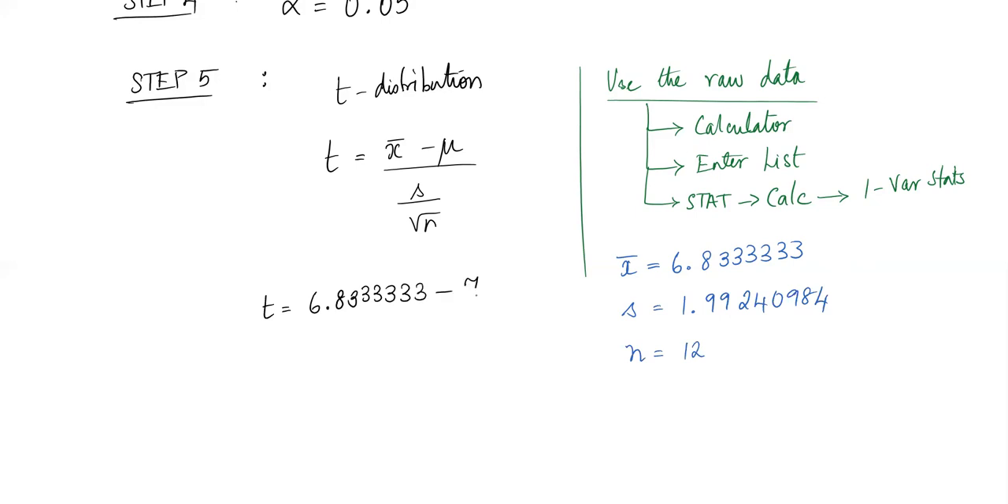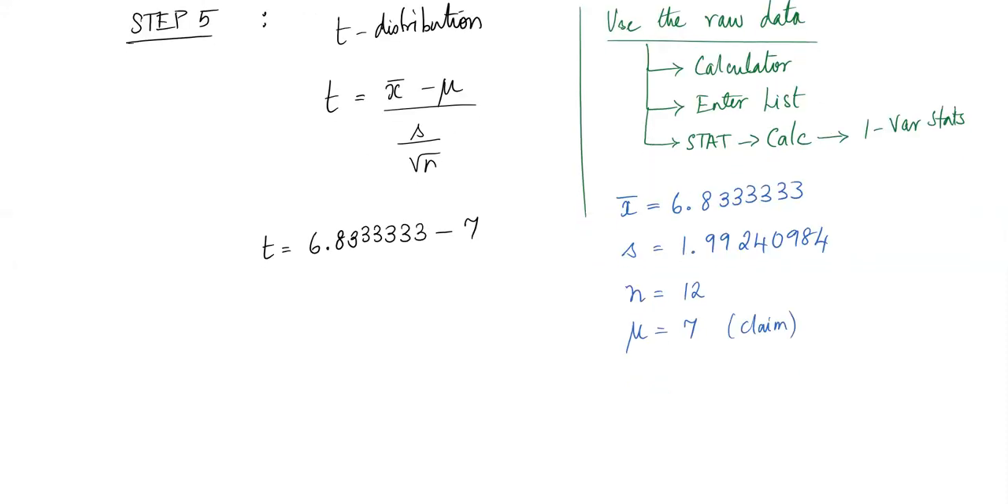Mu is 7, let me also write that here. Mu is 7, that comes from your claim. You're not calculating that, that's coming from the claim. Over s over root n. This is your central limit theorem formula, where mu x bar is the same as mu, and sigma x bar is the same as sigma over root n. In this case, sigma is unknown, so we use s. That's the beauty of using the t-test, the t-distribution.